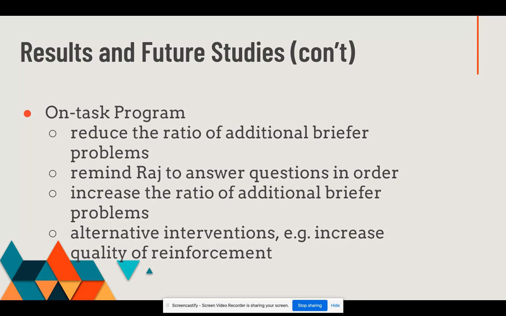Another possible reason is that the reinforcement quality is not good enough to reinforce Raj's on-task behavior. It can be that the reinforcement from the easier mathematics questions is not good enough for Raj. In that case, we can introduce some additional reinforcement. For example, the teacher can give verbal praise to Raj after every 5 minutes if he stays on task. If verbal praise doesn't work, we can introduce some other tactile or available reinforcement that Raj prefers.